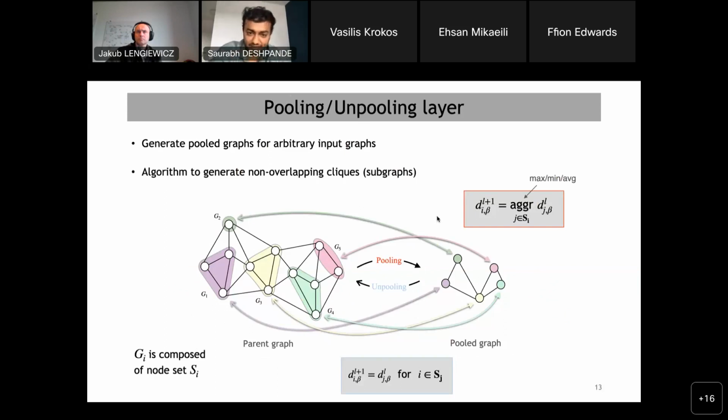The pooling layers that we have proposed are a clustering type of pooling, where for a given input graph, we find a set of non-overlapping subgraphs or cliques, and then we pool over them. So for example, for this particular mesh, we found these colored subgraphs, and then you just perform either maximum or minimum or average on all the nodes present in this region. And the unpooling operation is exactly the reverse of that. You replicate the values from the pooled node to all the nodes that are present in the particular subgraph.